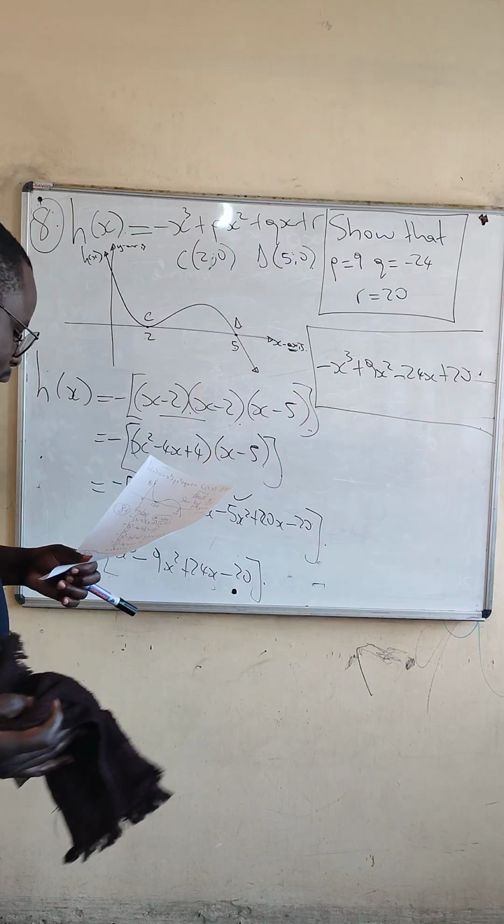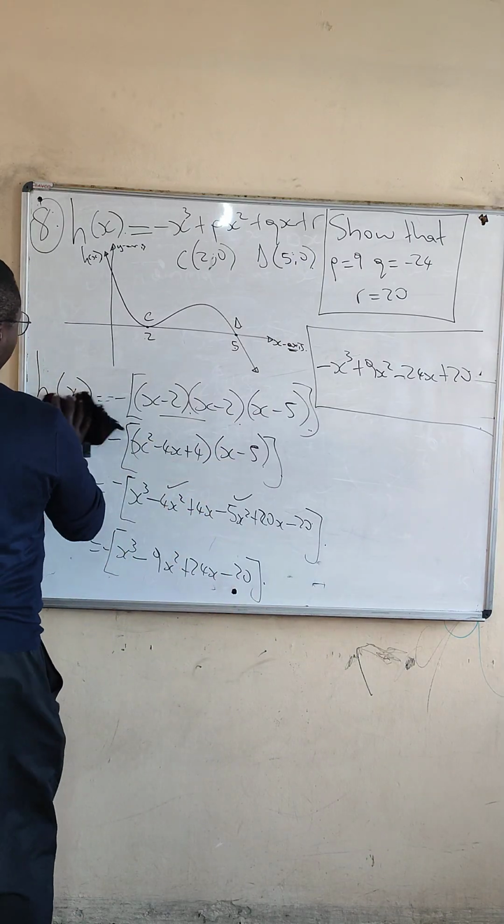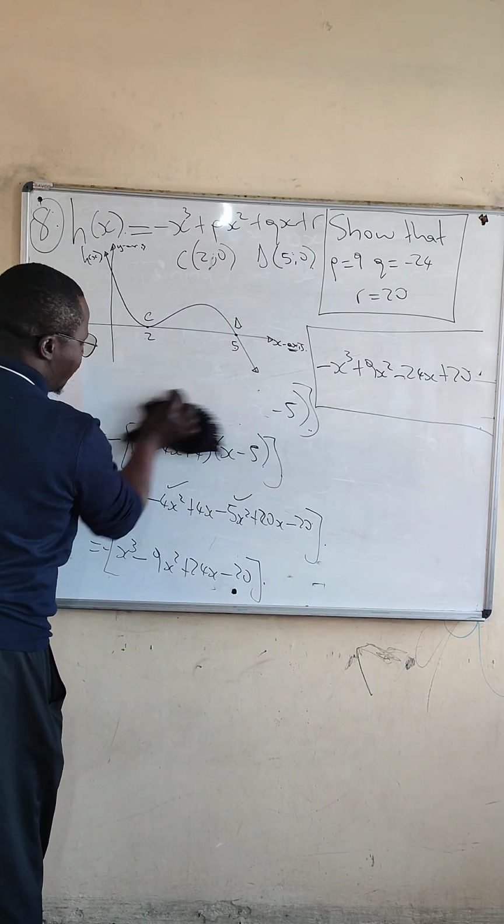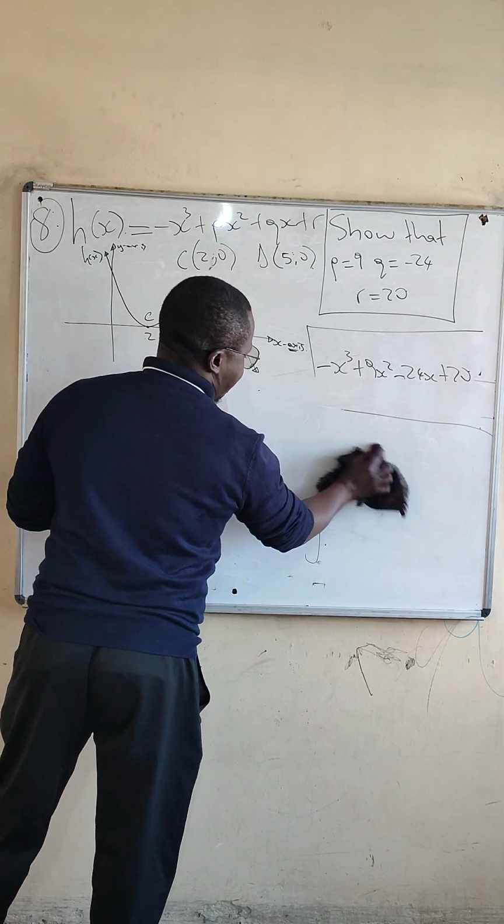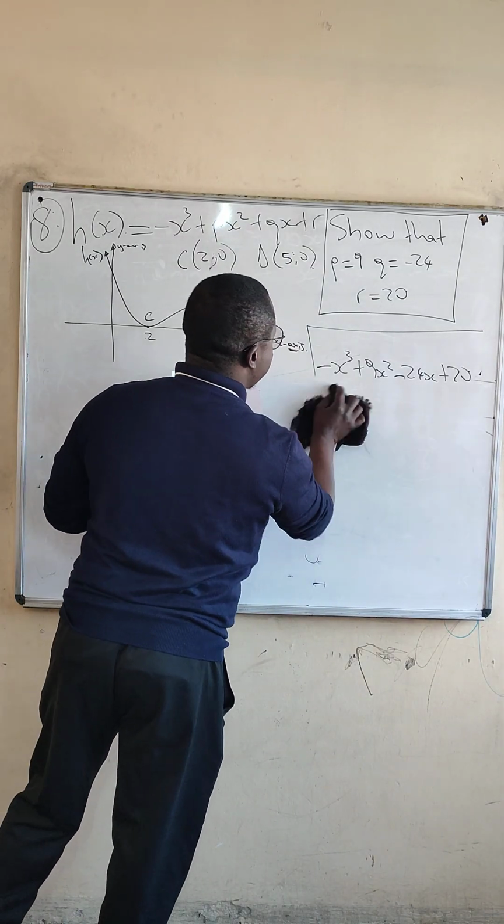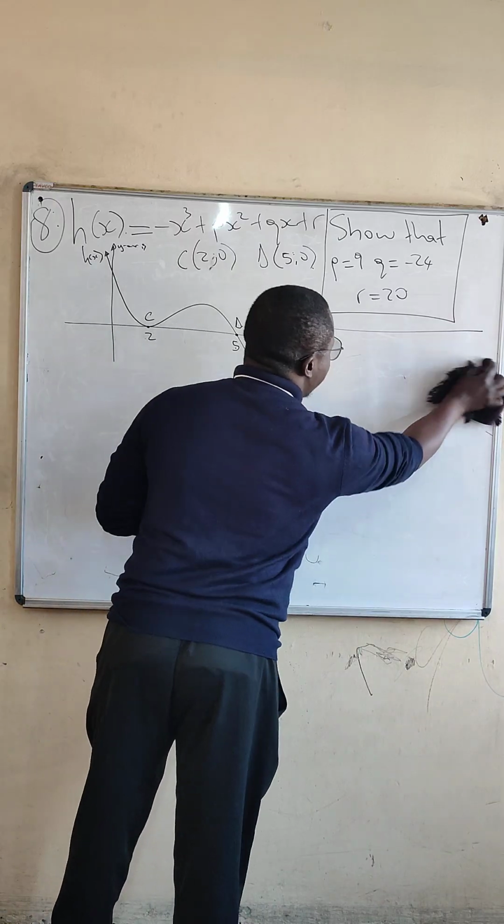After this one, there was a typical question. We're still using the same information. We now have our values. This is our h of x. Our h of x has been found.